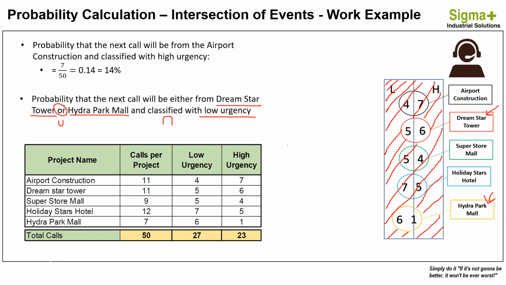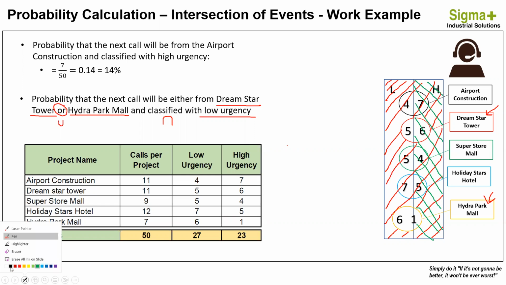Okay, and the next is the probability that the next call will be low urgency. So the low urgency is the left side of my sample space. So I will shade the high level. I will shade everything located in the high level urgency codes, right? Okay. So now, as you can see, we are ready to conclude the probability result.